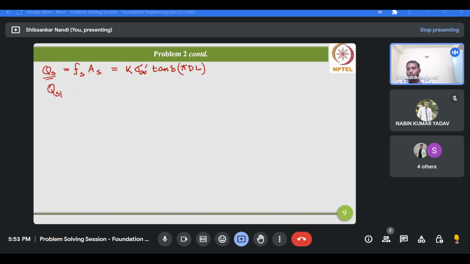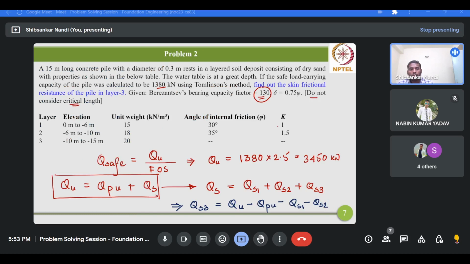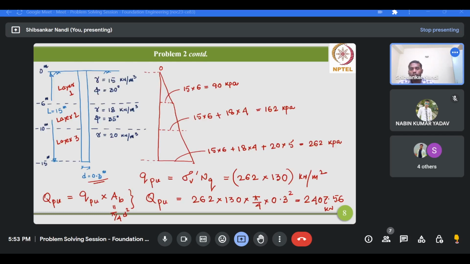Now for QS1, this is for the first layer. For the first layer, this K value is given as 1. So 1 times sigma average. Now what is the sigma prime average? This is the average value I am writing here. For layer 1, this is 0 plus 90 by 2, that means 45 kPa. So this is sigma prime average.